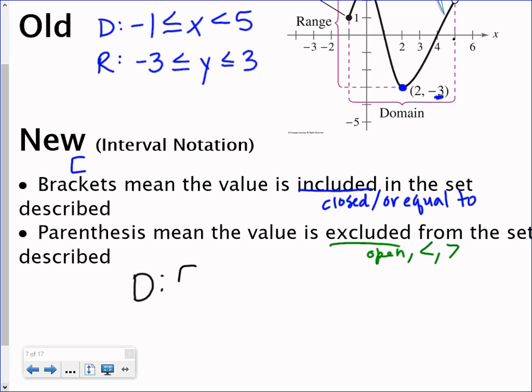The domain: bracket with -1, include -1, put a comma. Anytime you have a comma, that means everything in between. And 5 was where I stopped, so I'm going to have a parenthesis. So include -1, exclude 5. And then for range, when we look at the range, we've got "or equals to" on both of those. We're going to have brackets on both sides. We're going to go -3 to 3, inclusive on both sides. And there you have domain and range.